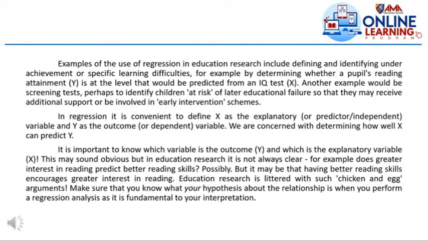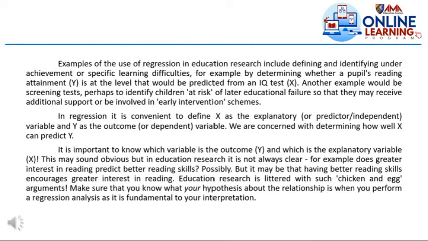Another example would be screening tests, perhaps to identify children at risk of later educational failure so that they may receive additional support or be involved in early intervention schemes. In regression, it is convenient to define variable x as the explanatory or predictor or the independent variable, and y as the outcome or the dependent variable. We are concerned with determining how well the x variable can predict the y variable.